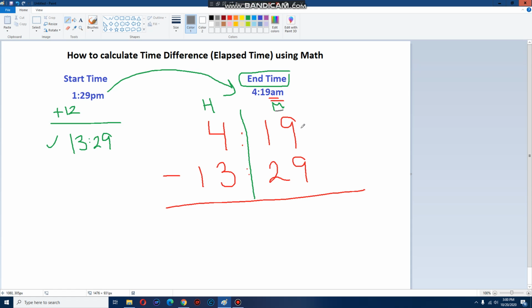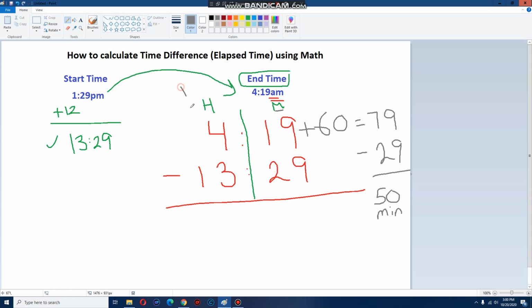So I gotta make 19 the bigger number. How do I do that? I put plus 60. And the minute I do that, I add them up and I get 79. And I minus it by 29, which is not a problem, and I'm going to get 50. And there we go. My minute side is all set and ready to go.